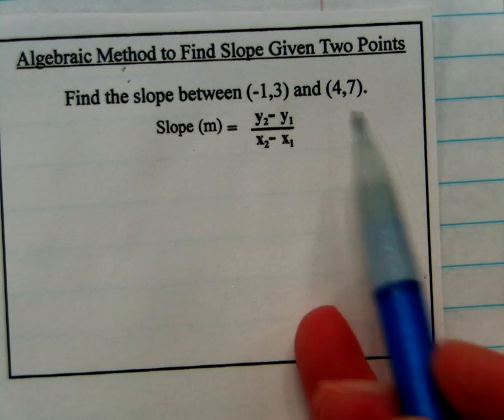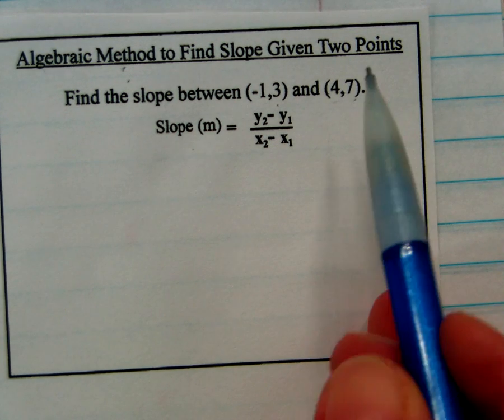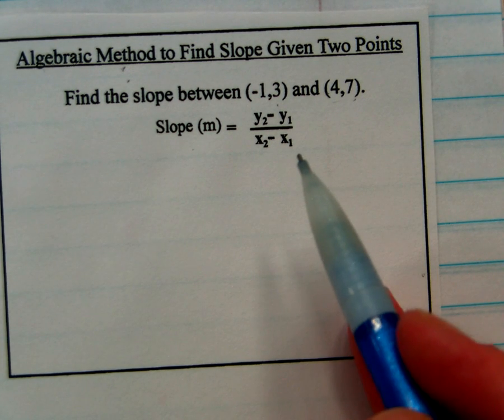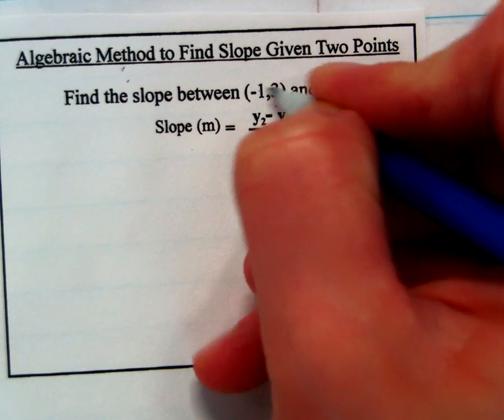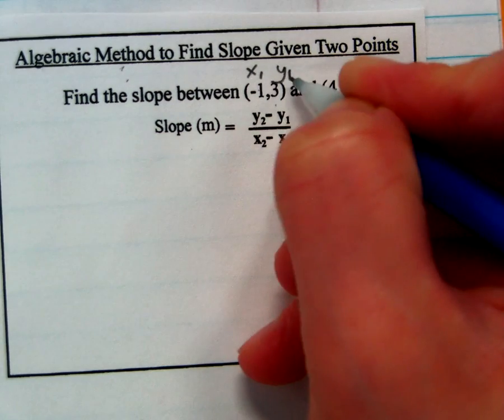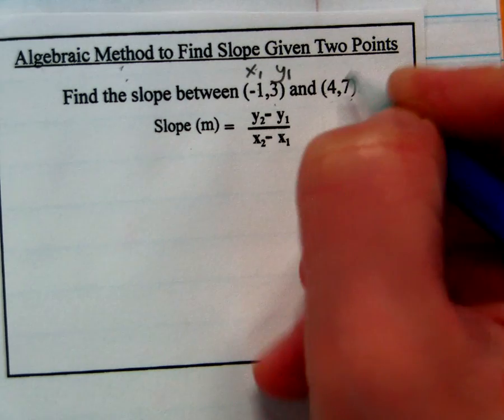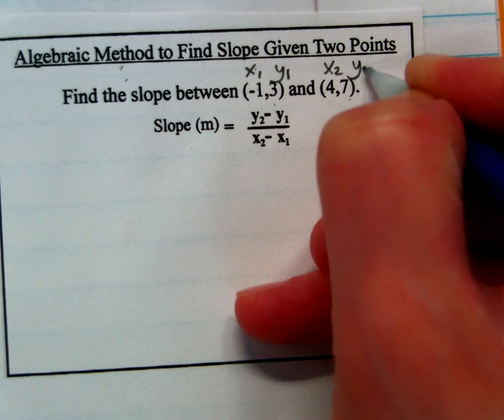So it says find the slope between -1, 3 and 4, 7. If you haven't done this before or you're confused, you may want to label things. So the -1, 3 would be x1 and y1. That's the first point, so that's the first x, first y. And then the 4 would be x2, and the 7 is y2.